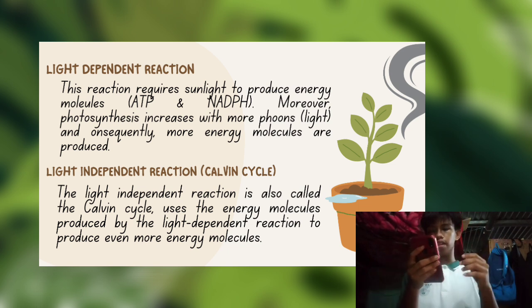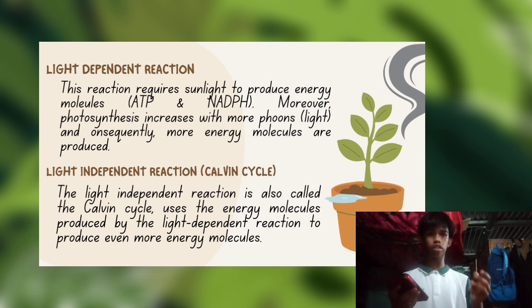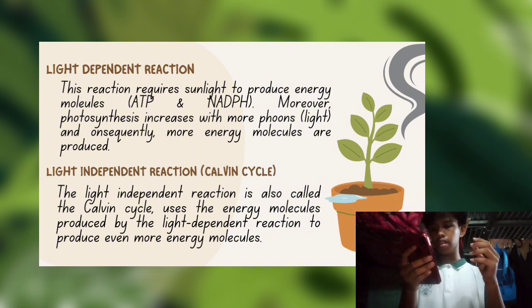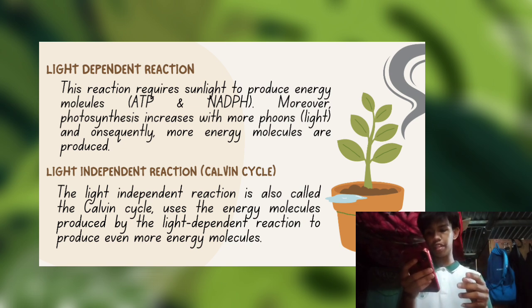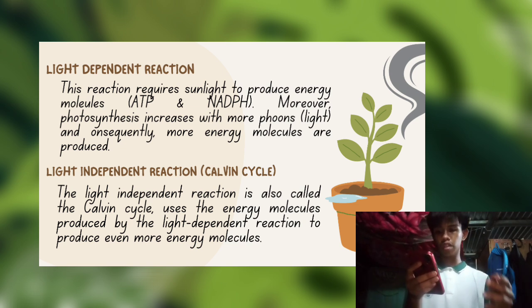Then, the chloroplast in leaves captures light energy, which is used to create ATP and NADPH, which are the energy molecules that fuel the next phase.